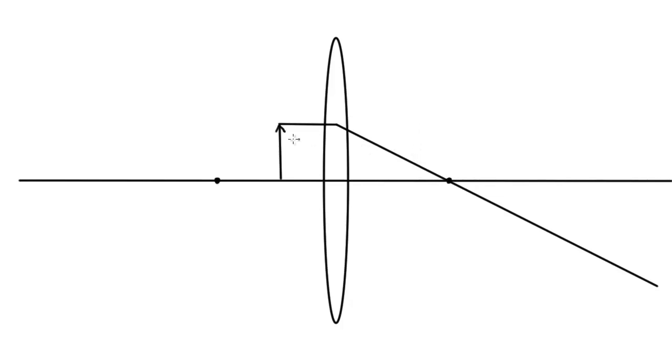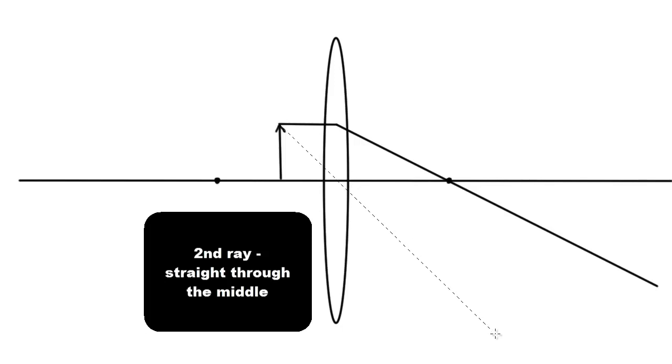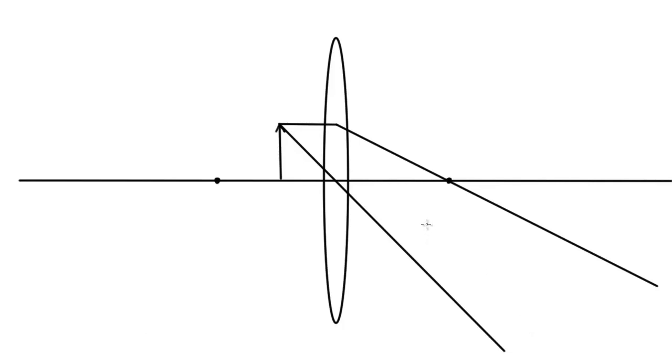Now the second ray I'm going to draw is going to start at the same spot, and it's going to pass right through the middle of the lens and not bend at all. This is because, again, if you go through the middle, essentially you're going to get equal refraction on both sides, and you're going to come out parallel to where you started.